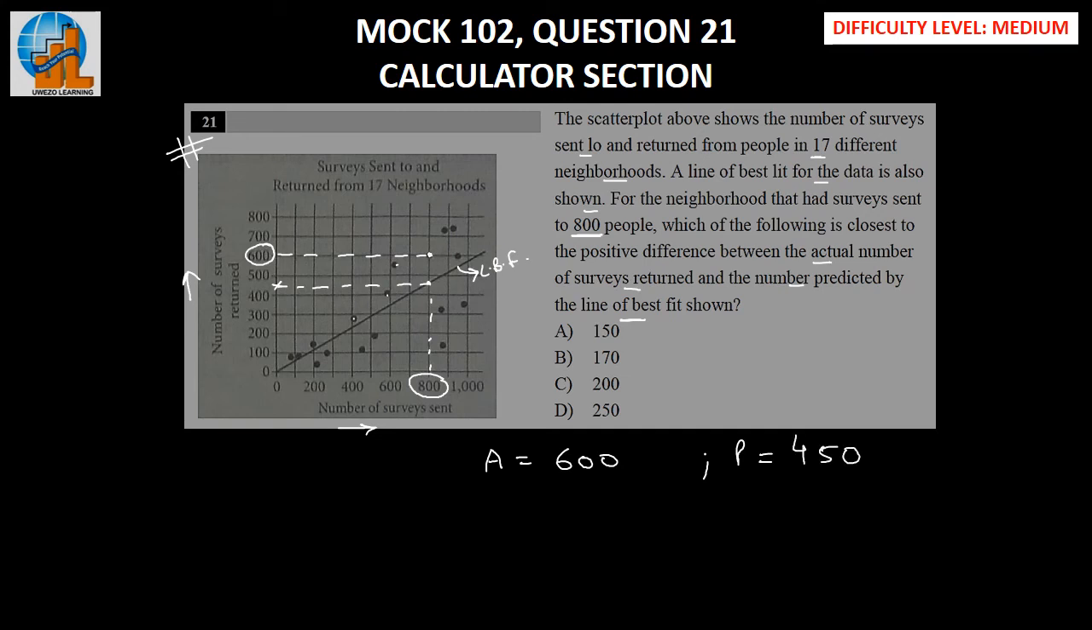So all we've got to do is to subtract these two numbers, because that is what we have to find out, the difference between the actual and the predicted number. So this would be 600 minus 450, that would be equal to 150. So let's just look at our options here. Option A is the correct answer.